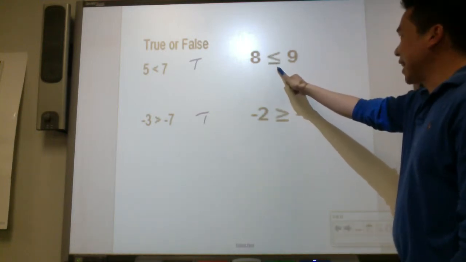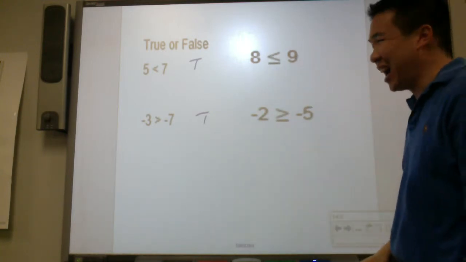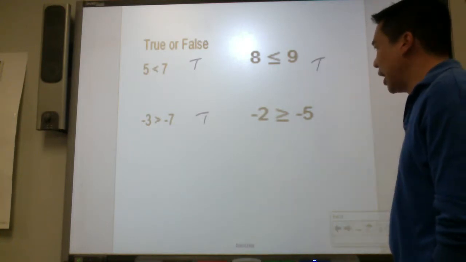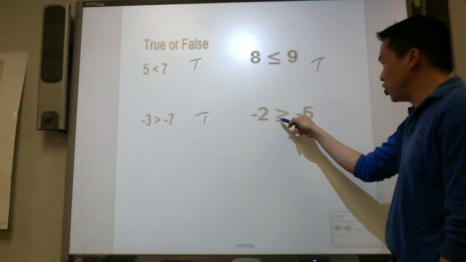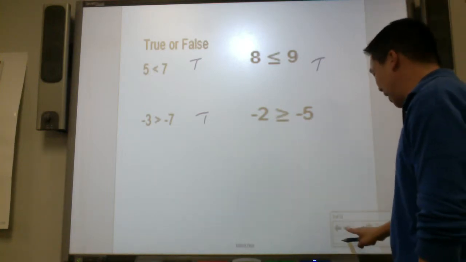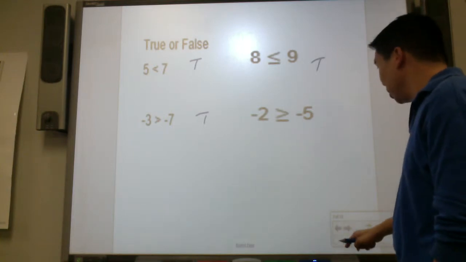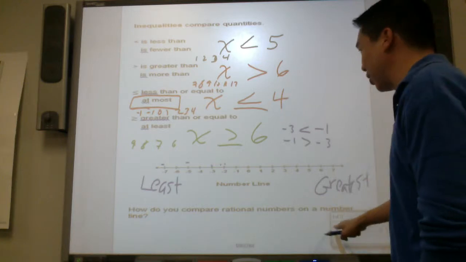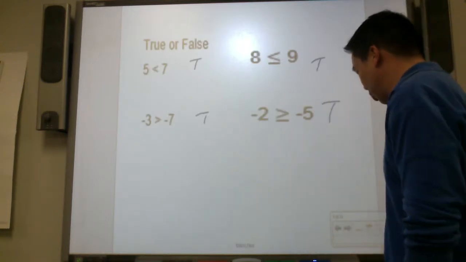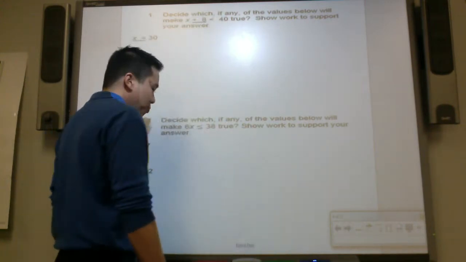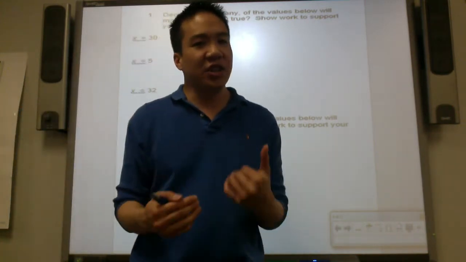8 is less than or equal to 9. Is 8 less than 9 or equal to? That is true. And next, -2 is greater than or equal to -5. Is -2 greater than or equal to -5? Let's look at our number line. Here's -2, here's -5. -2 is greater than or equal to -5. It's true.